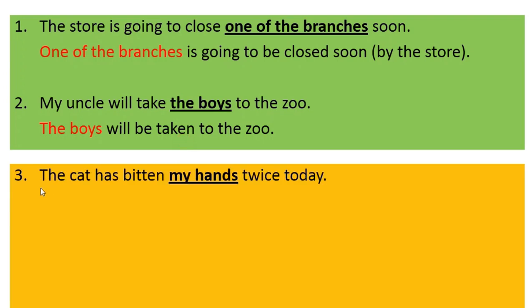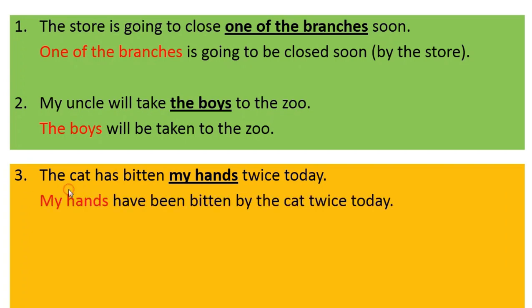The last one of this set is present perfect simple. The cat has bitten my hands twice today. As you can see here, you use the present perfect when there is a result. How many times or how often? Then you use the present perfect. Here, the cat is subject, has bitten is verb. So my hands have been bitten by the cat twice today.